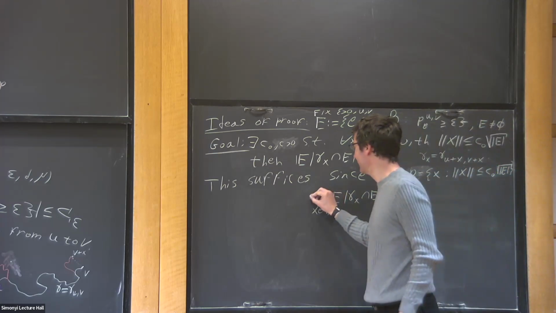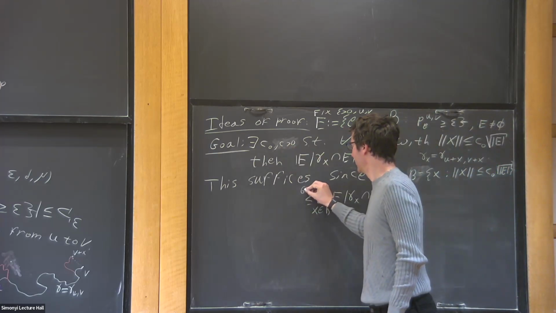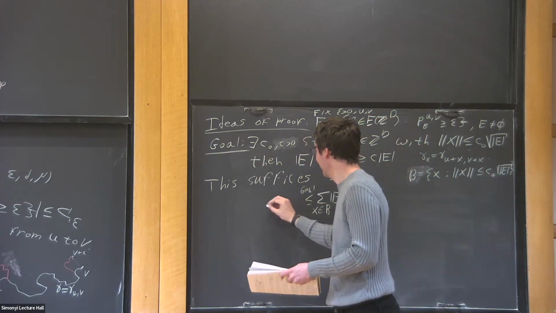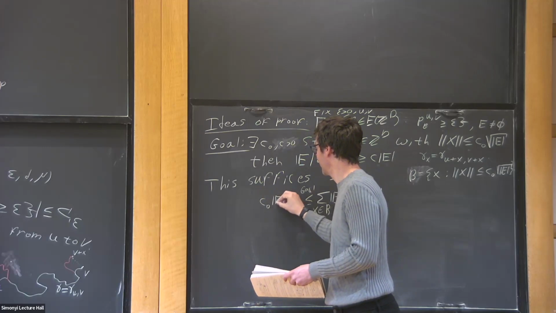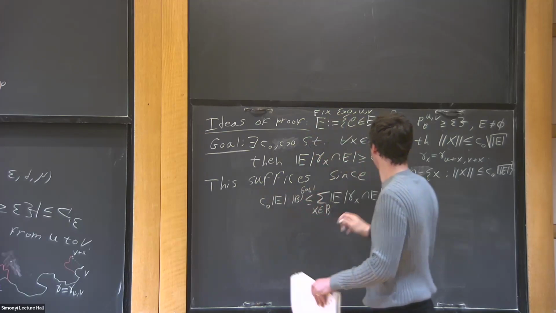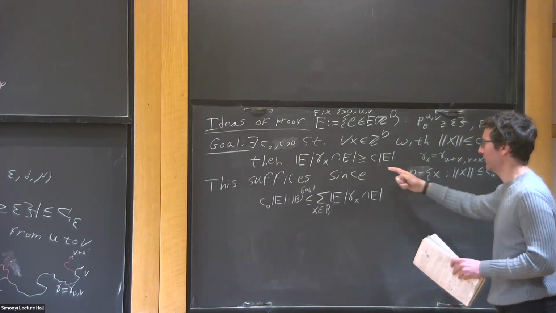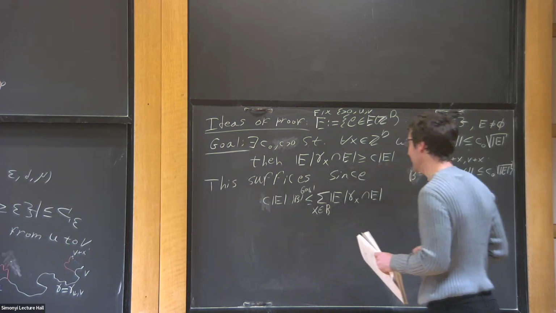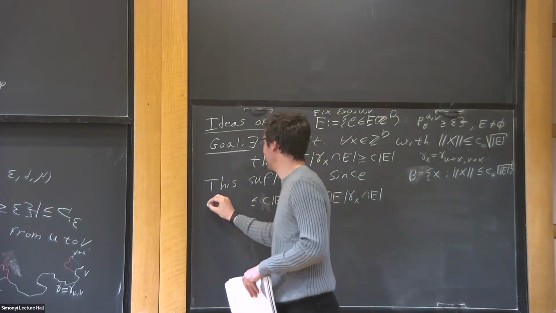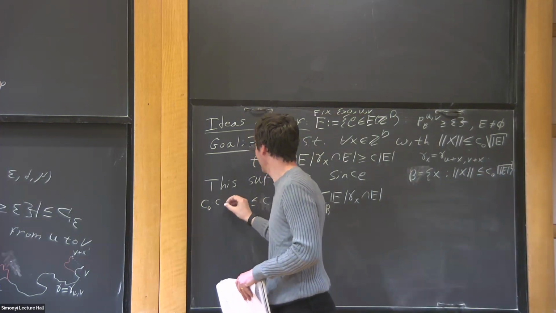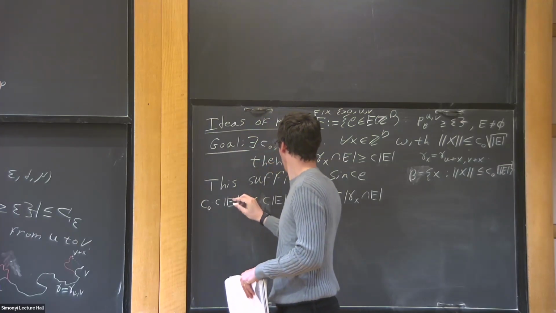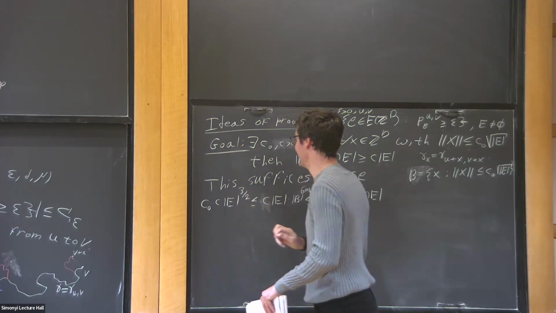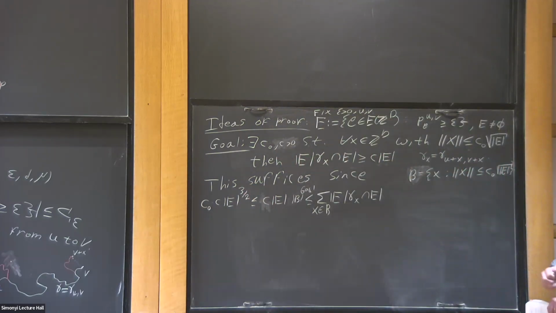So on the one hand, by the goal, this is at least the size of B times c, the size of E. And that's at least C0 times c times the size of E to the power 3/2. Okay, so that we have.